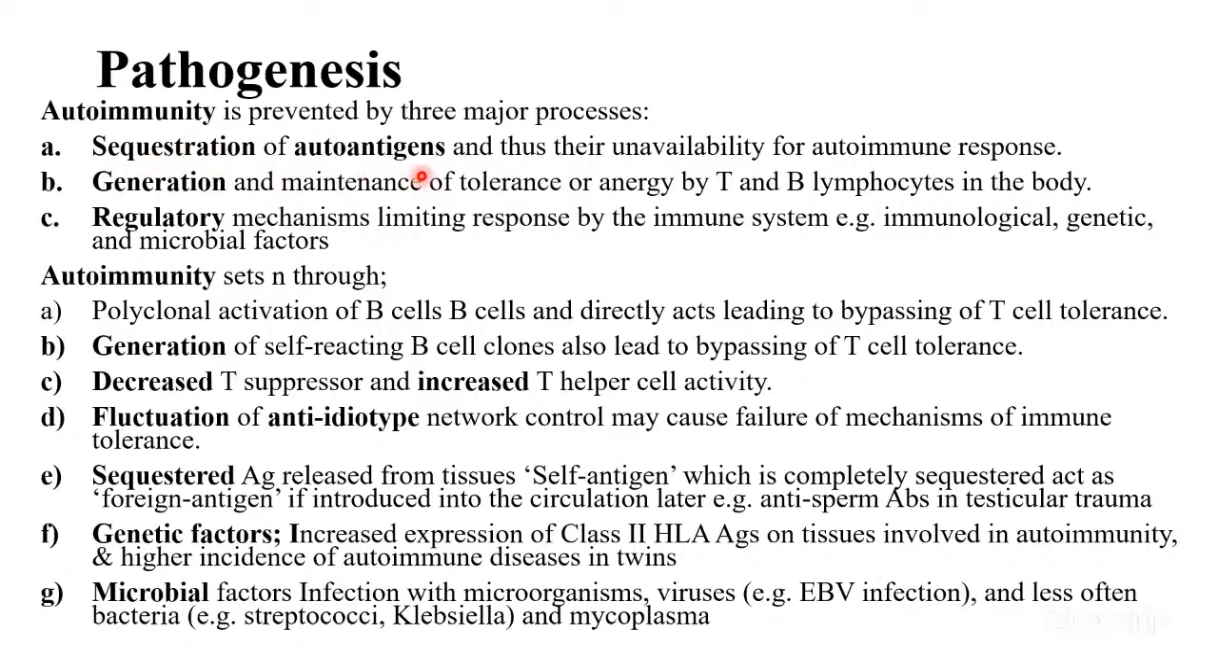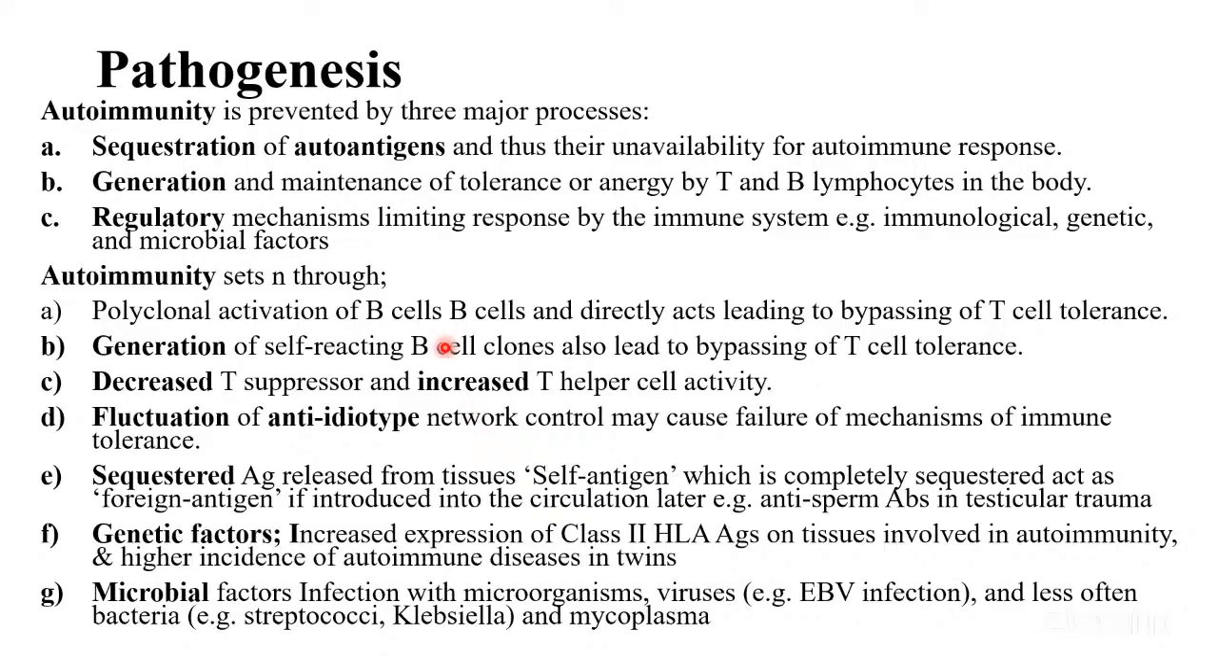So this is the way autoimmunity is actually prevented, and it can be prevented through sequestration of autoantigens. Those autoantigens are sequestered and eliminated. Generation and maintenance of tolerance or anergy, just as we saw. Then regulatory mechanisms such as those that limit the response of the immune system, such as immunological, genetic, or microbial factors, will prevent autoimmunity.